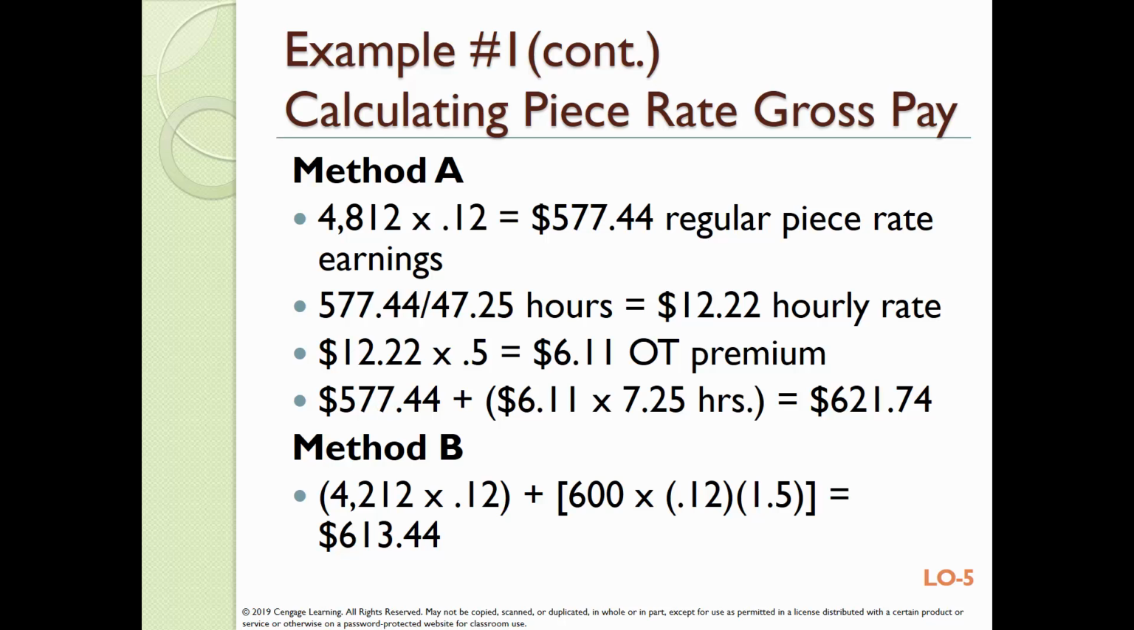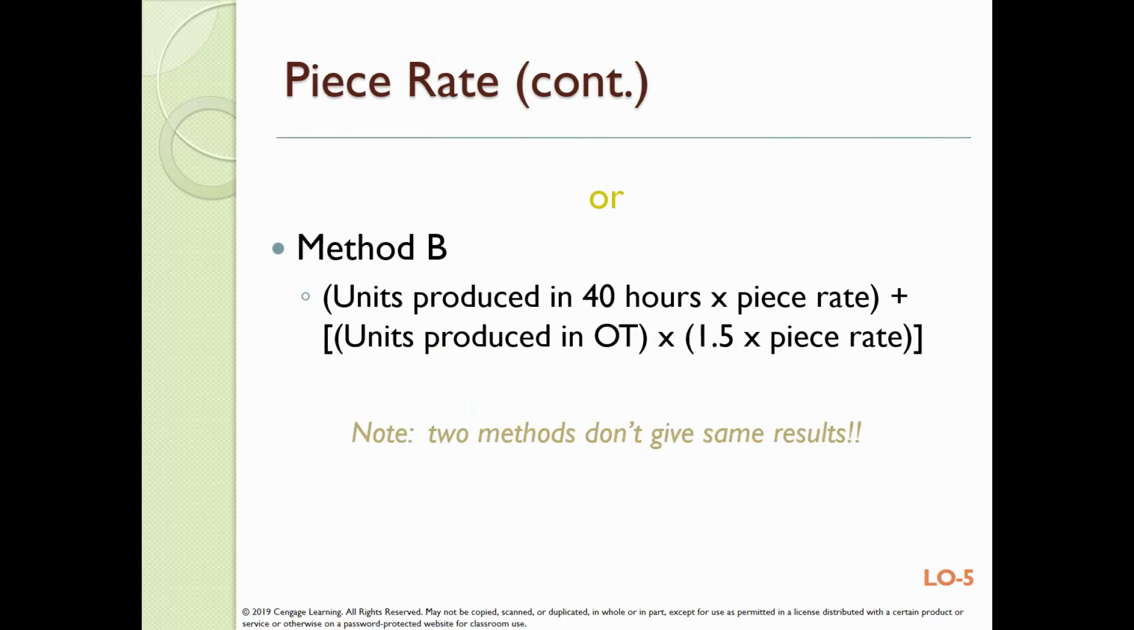Okay. Now, let's try method B. Method B is completely different. Method B says you get one rate for everything you did in the first 40 hours, and you get that rate times 1.5 for everything you did in the last overtime hours.